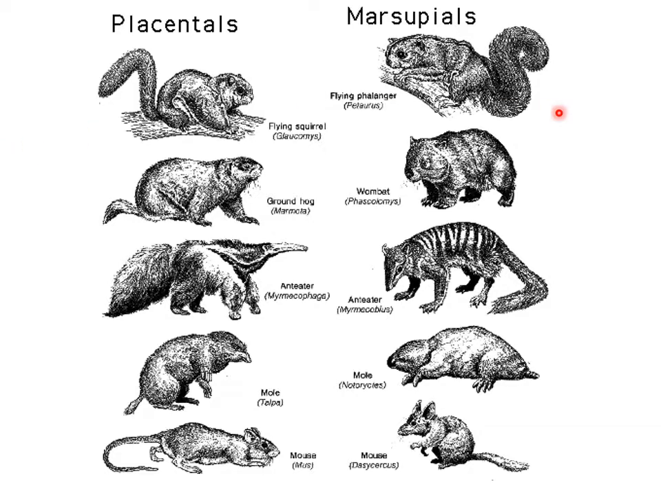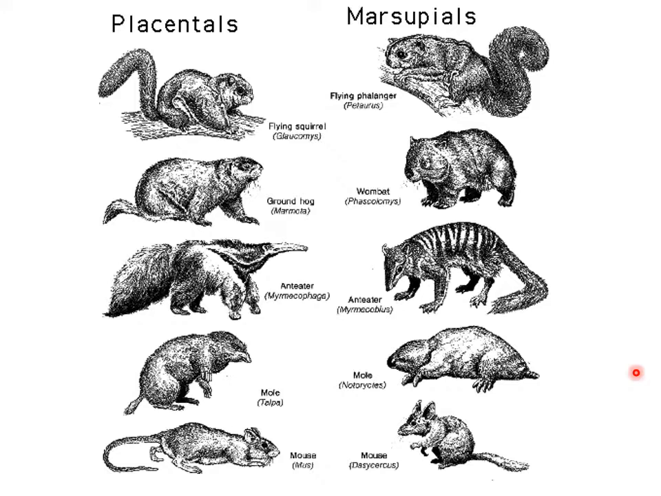So marsupials are like kangaroos. They have a little pocket instead. All right, kangaroos or possums are marsupials. You know how kangaroos kind of grow their young in that little pocket on the front? All of these do the same thing. I'm calling it a pocket. It's really like a pouch. It's for them to grow in.